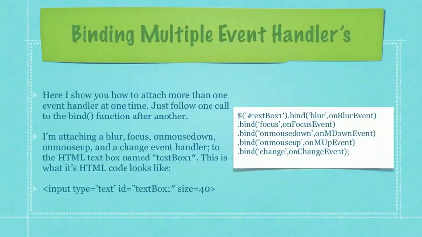Here I show you how to attach more than one event handler at one time. Just follow one call to the bind function after another, as you see here on the right side of your screen. I'm attaching a blur, focus, on mouse down, on mouse up, and a change event handler to the HTML text box named textbox1, and you can see the code that goes along with that text box in the third bolded item on the left side of your screen.